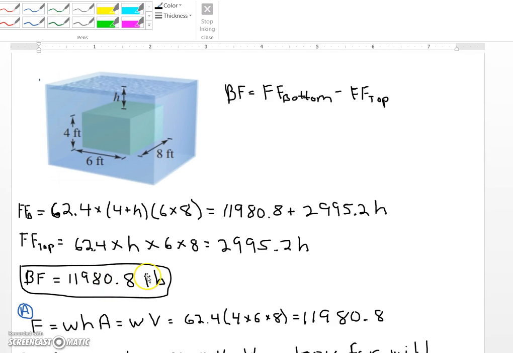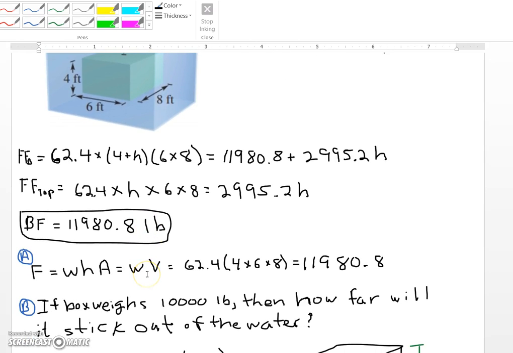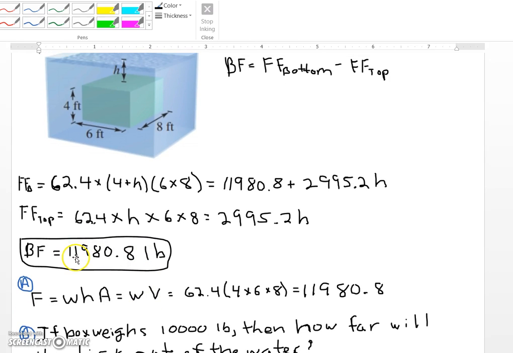Now, another way to look at that is really this 11,980.8 pounds is the same thing as if we took this 4 by 6 by 8 box and we filled it up with water. If we fill that up with water, then it's the volume of the box, 4 by 6 by 8 cubic feet, times 62.4 pounds per cubic foot, gives us the same number.